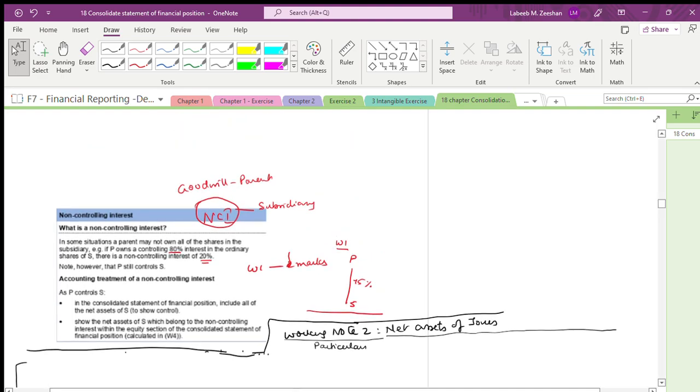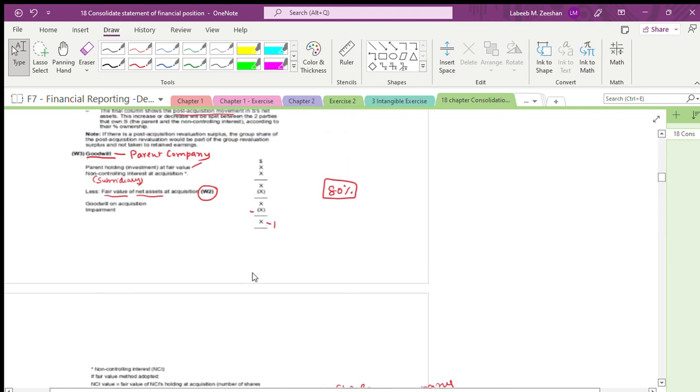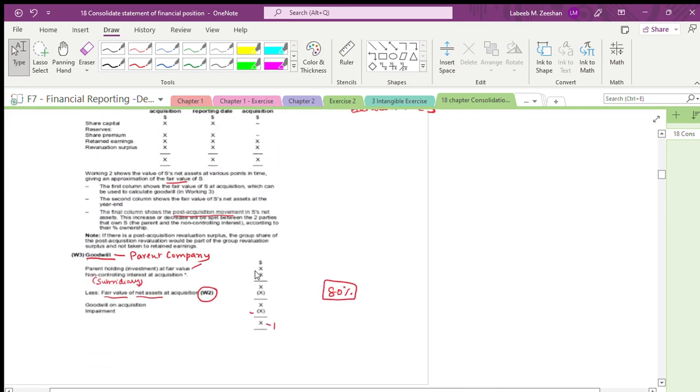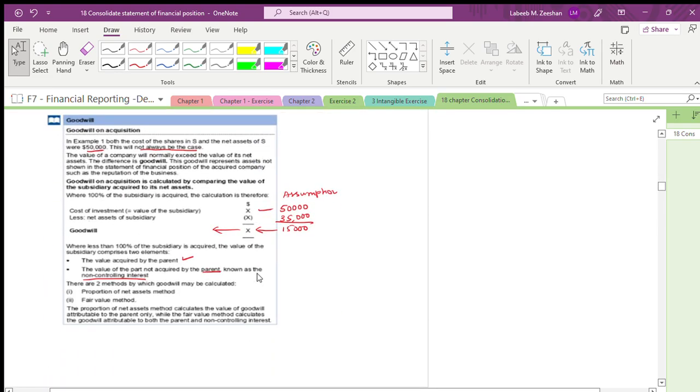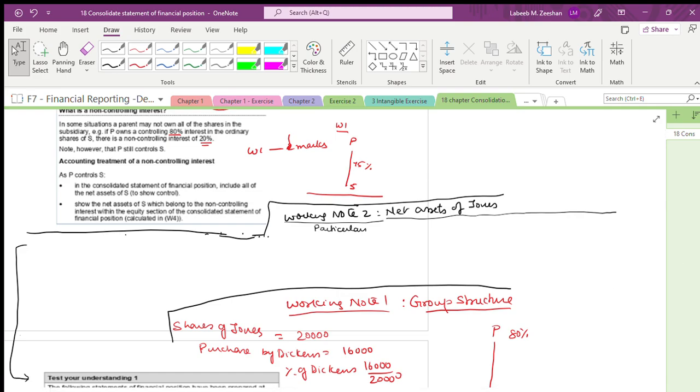What is the format they have mentioned? I will go through the format. At the date of acquisition, at the reporting date, post acquisition. First is the date of acquisition. The second one is the reporting date. And the third one is the post acquisition.